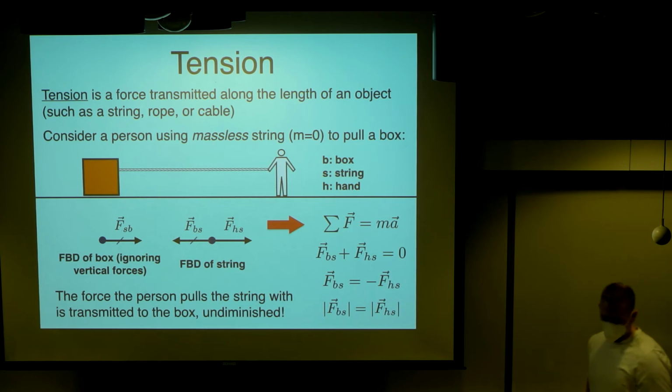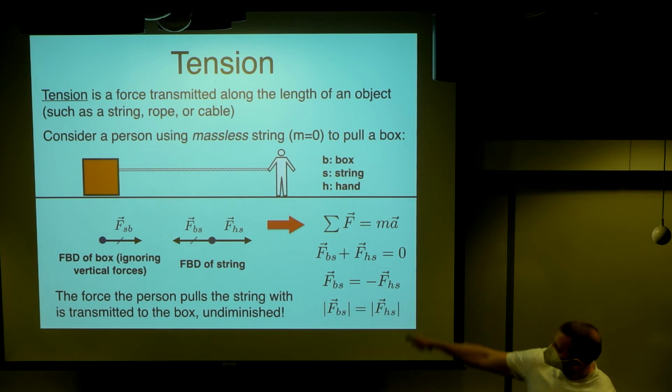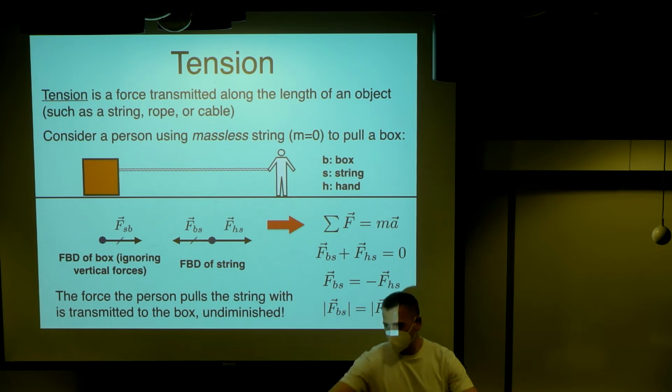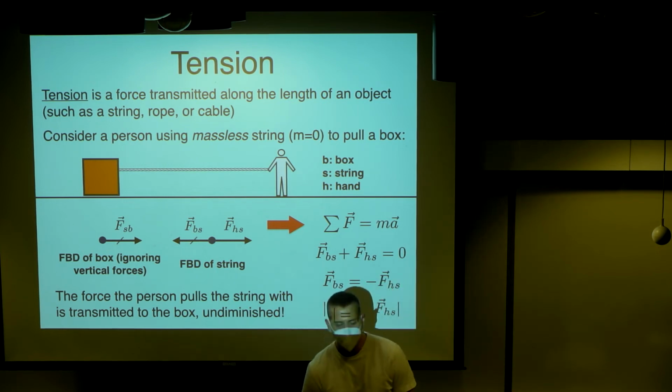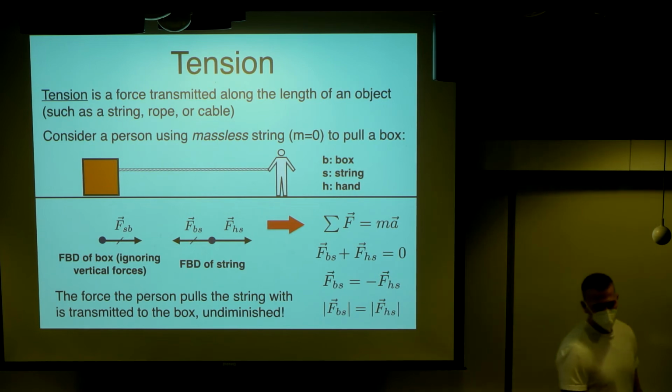Now, I just want to be clear. This idea that it's the exact same force transmitted along the string is only strictly true if we assume the mass is equal to 0. So in the real world, where you have cables with a mass that you can't ignore, like the cables on the Golden Gate Bridge or something, this gets a lot more complicated, okay? But if the mass is small enough that we can neglect it for a string or for a cable, then this is going to be true, okay?